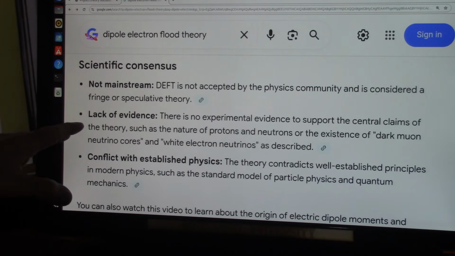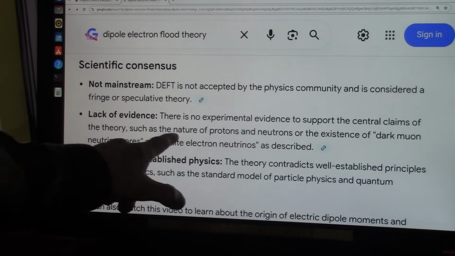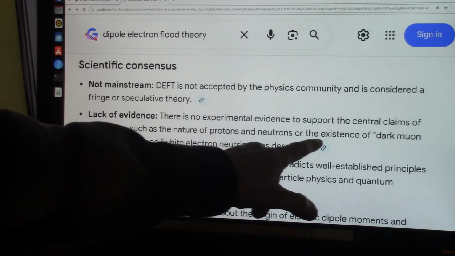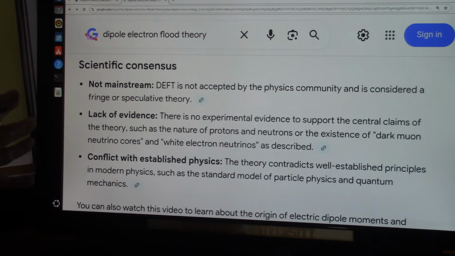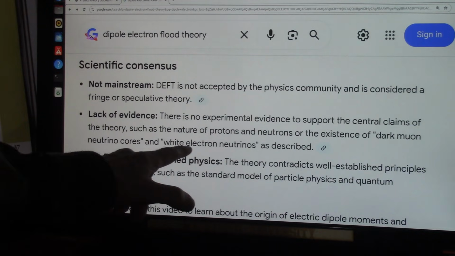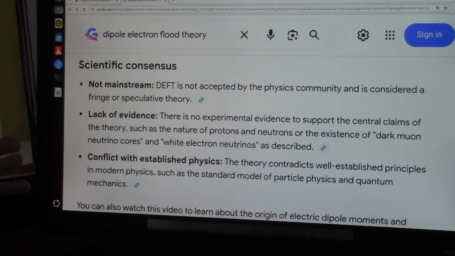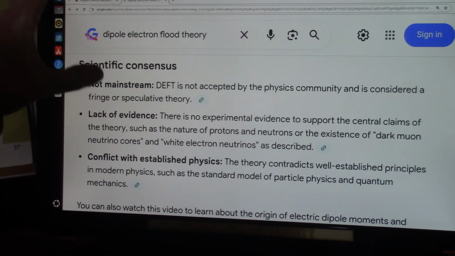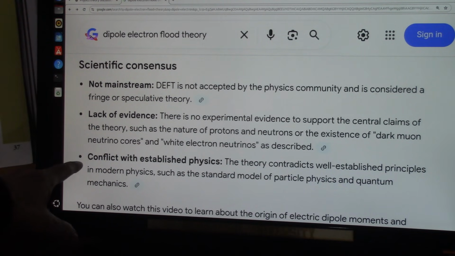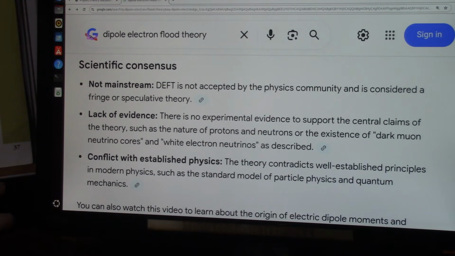I support every claim I'm making, such as the nature of protons and neutrons or the existence of dark muons. I show the dark muon, neutrinos, and white electron neutrinos as described. I show them physically, actually, experimentally show them. Conflict with established physics, yes. The theory contradicts well-established physics, such as the standard model of particle physics and quantum mechanics, which cannot explain dark matter. They can't even explain how things drop and fall to the ground, gravity. Plus, everything else is wrong.